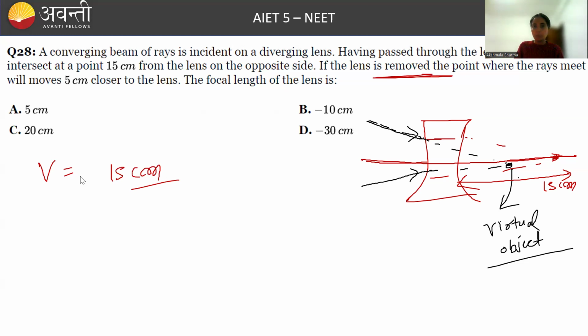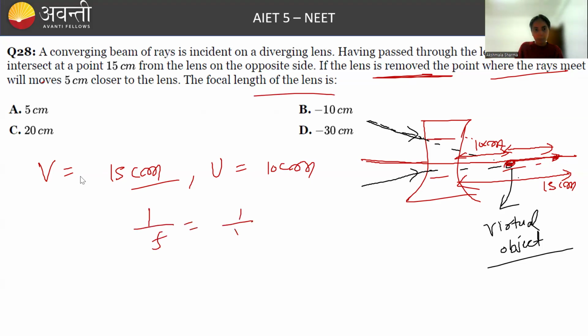Now, if the lens is removed, the point where the rays meet is 5 centimeter closer to the lens, it means it will meet somewhere here. Then 5 centimeter closer means 10 centimeter. So without the lens, where the rays meet, that is the object position basically. And with the lens, where the rays meet, that is the image position. So the object distance is 10 centimeter. Now use the lens formula to calculate focal length.